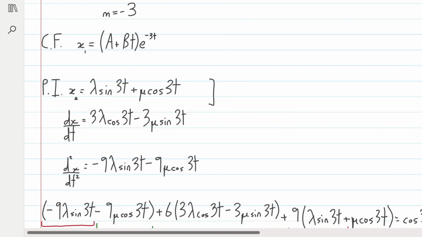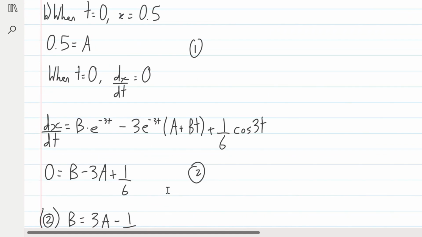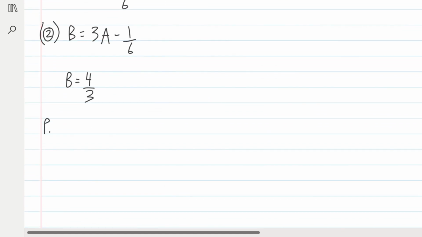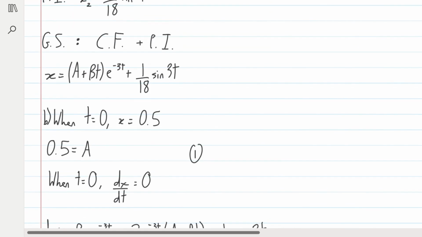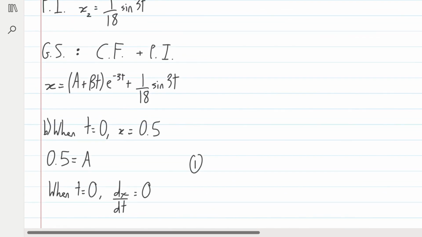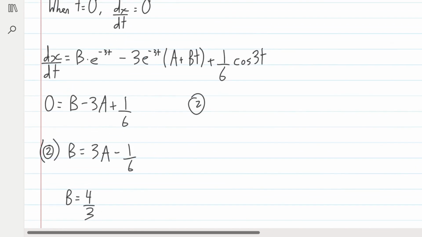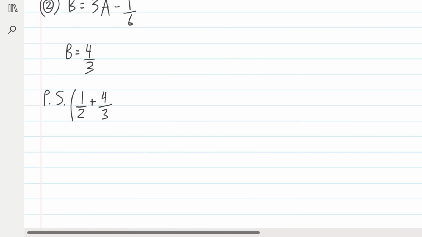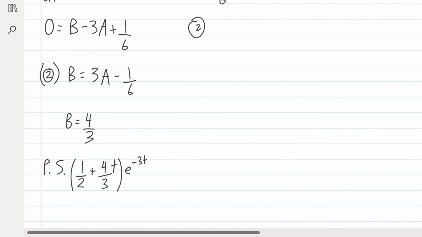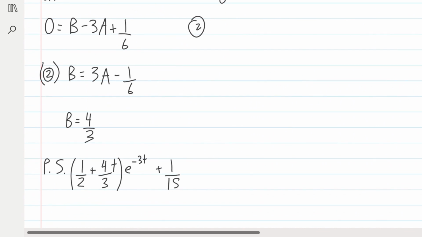Is that it? No, because now we need to write the particular solution. It means very simply, we're just going to write PS for particular solution. I'm going to sub in our values of a and b. So you don't need to times everything out, you don't need to have it as a very nice format, you can literally just plug a and b as they are. So a half plus 4 over 3 t, e to the minus 3t, and then the last bit is going to be plus 1 over 18 sine 3t as your particular solution.